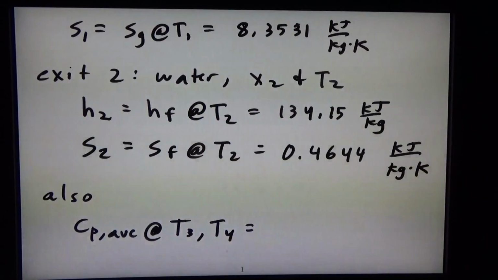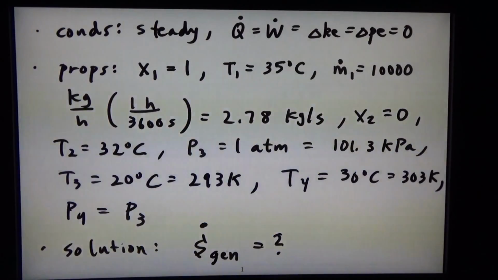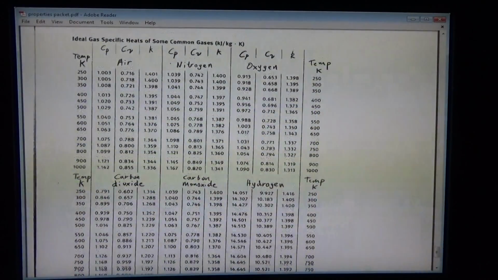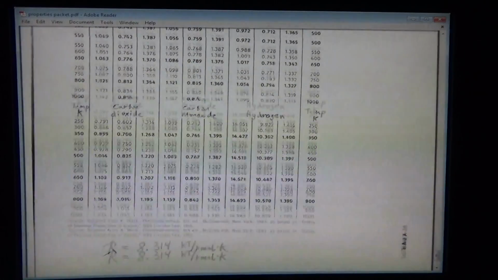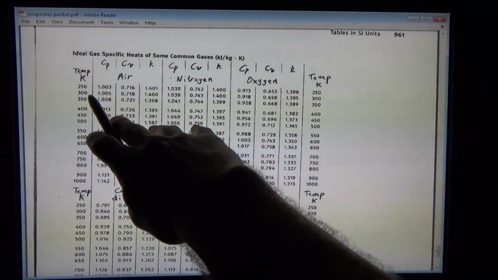Alright, C sub P at T3 of the air is 20 degrees Celsius or 293 Kelvin. So we have to get C sub P at 293. Let's go down into our specific heat table. For air, to get C sub P at 293, we're going to have to interpolate here between 250 and 300.